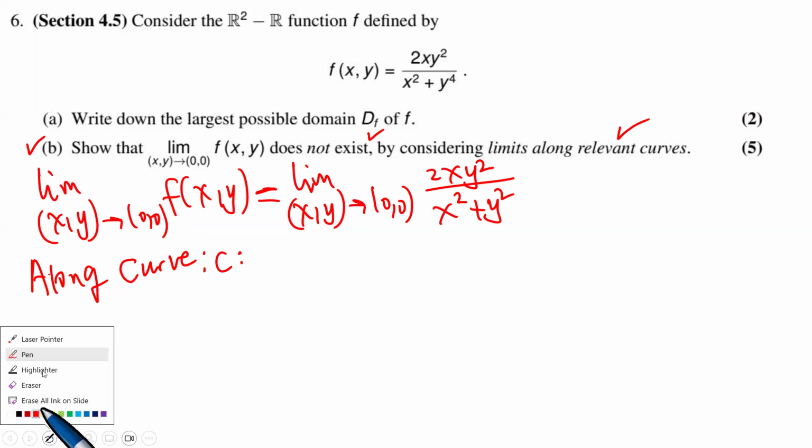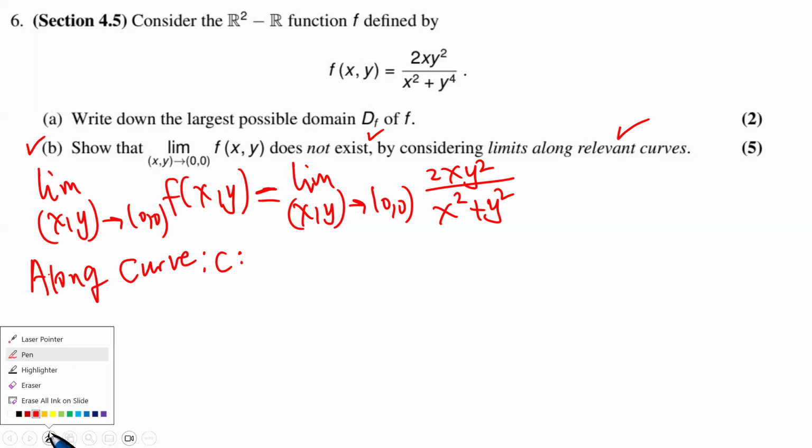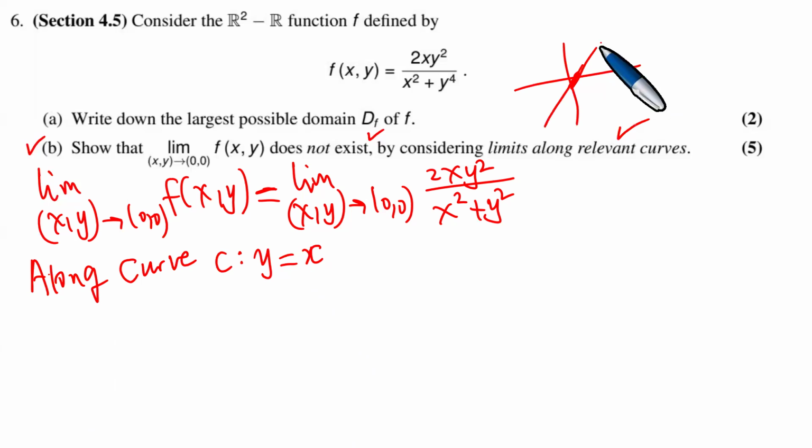So for instance, we're going to choose the curve y equals x. Along curve C, which is y equals x. If you draw it, the line y equals x passes through the origin, the point (0, 0), so this one indeed qualifies as a relevant curve.